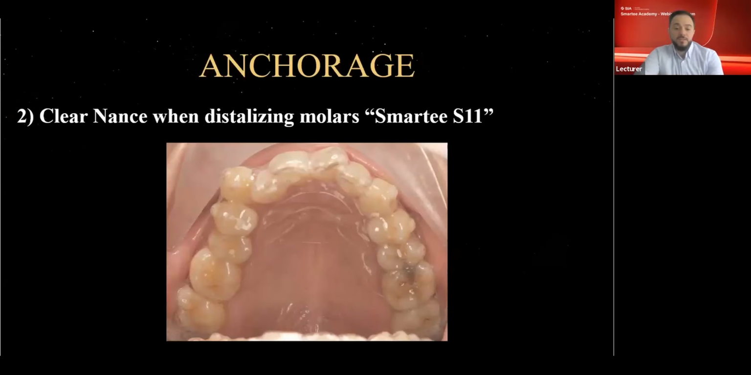So the clear Nance is an appliance which is placed behind the upper anterior teeth, behind the incisors, in the palatal rugae area of the patient, which is called Smartee S11. And this feature will help reinforce the anchorage while we are doing the distal movement of the molars. So to avoid the side effect of proclination of incisors, we can use this technology.